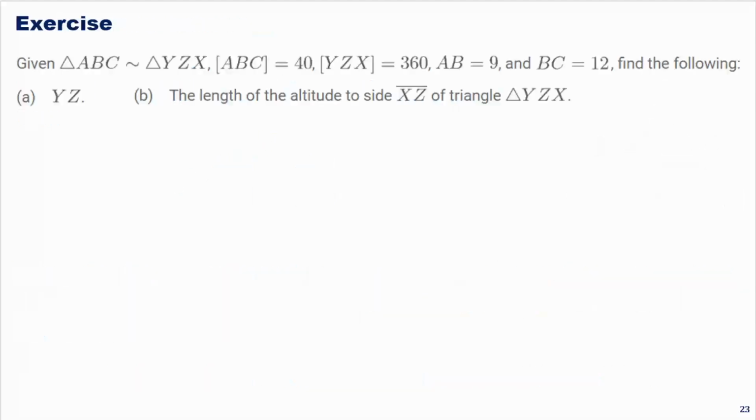And last, let's consider one last exercise, then we can conclude today's lesson. So given triangle ABC similar to triangle YZX, the area of triangle ABC is 40, area of triangle YZX is 360, AB equals 9, BC equals 12. Can you find the following? A, the length of YZ. B, the length of the altitude to side XZ of triangle YZX. So I'll give you 3 minutes to have a look at this question here, and then we'll have a look at the solution together, okay?